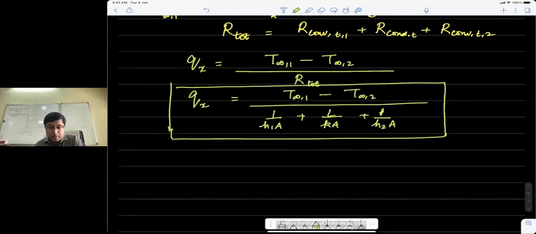Okay, is this clear? This is an important concept because I'm going a little slow on this. I hope this is clear.